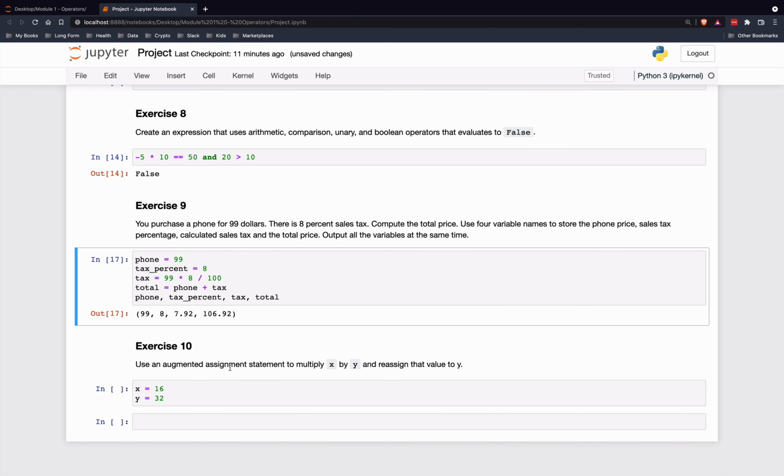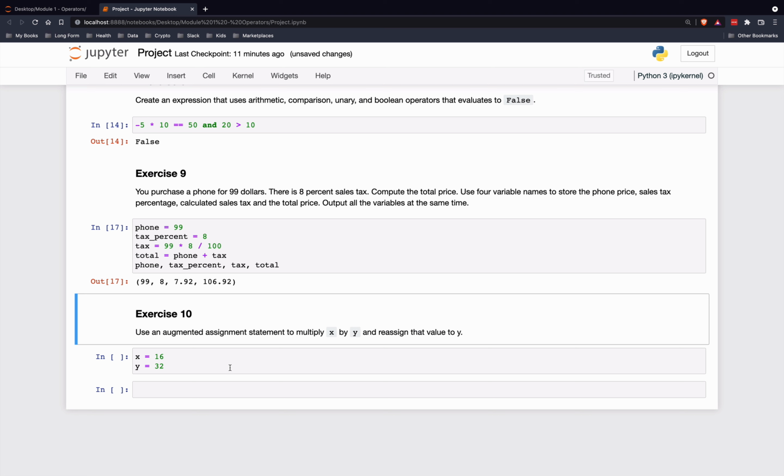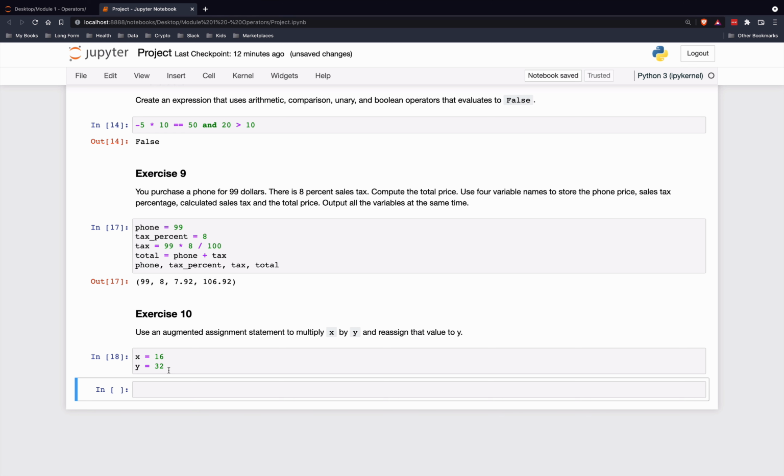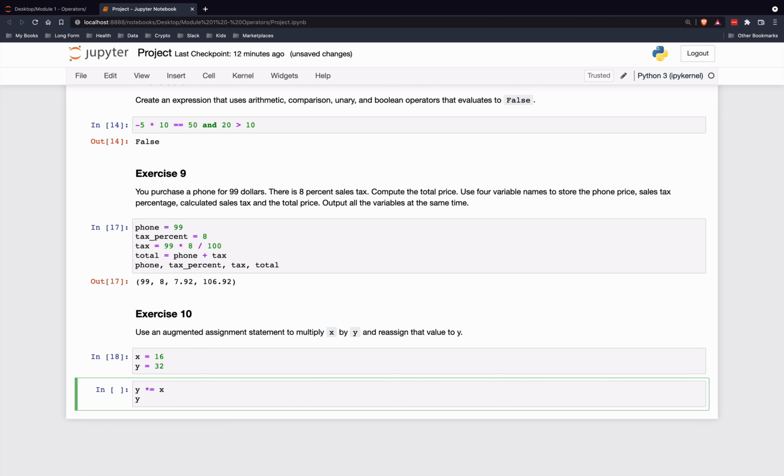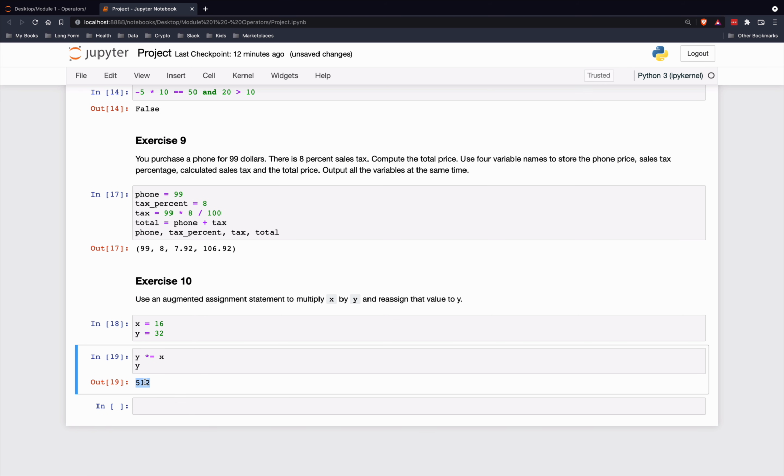All right, last one here. Exercise 10, use an augmented assignment statement to multiply x by y and reassign that value to y. So let's go ahead and execute this cell. We have x equals 16, y is assigned to 32. So augmented assignment statement, and we're going to do multiplication. So that tells you what symbol it is. So it's the times equal. We're going to do it like x. So we do 16 times 32 and then reassign it to y like this. And let's go ahead and print out y in a cell so we can see its value.